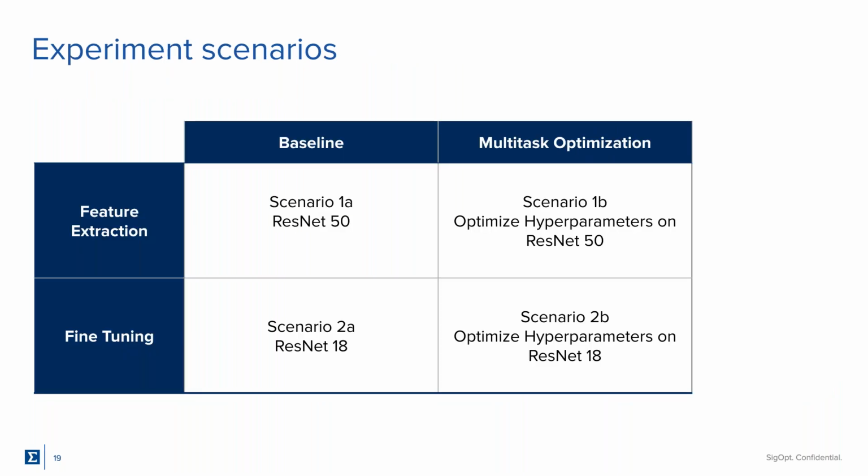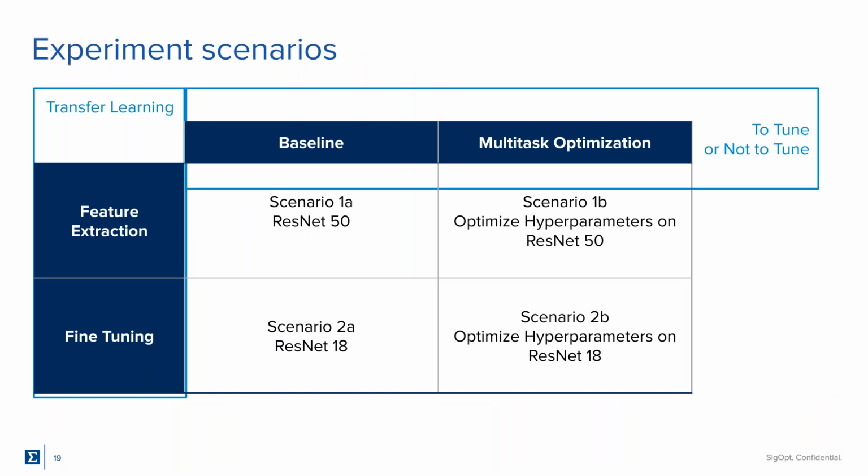So this is our experiment scenario. We will be comparing transfer learning techniques against the effects of optimization. So we'll use ResNet 50 for feature extraction and ResNet 18 for fine tuning. These model depths were chosen to keep compute costs down and to explore model performance of different model depths. So essentially we'll be trying to understand which transfer learning technique works best for our data set and how effective optimization is on top of that.